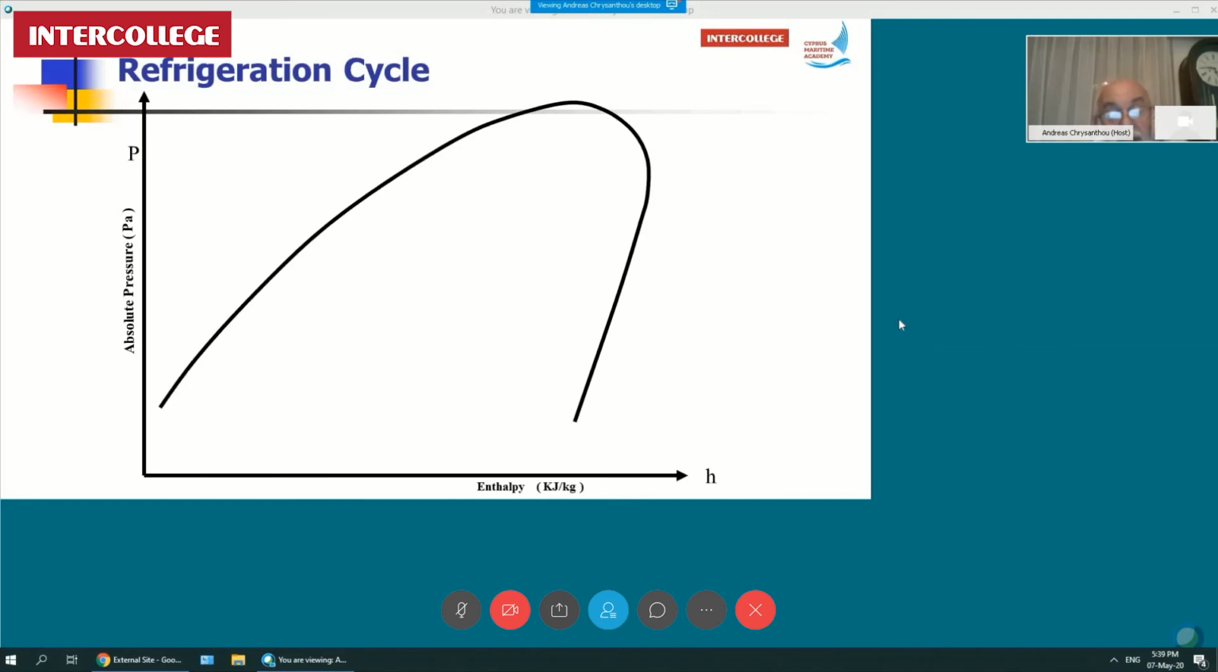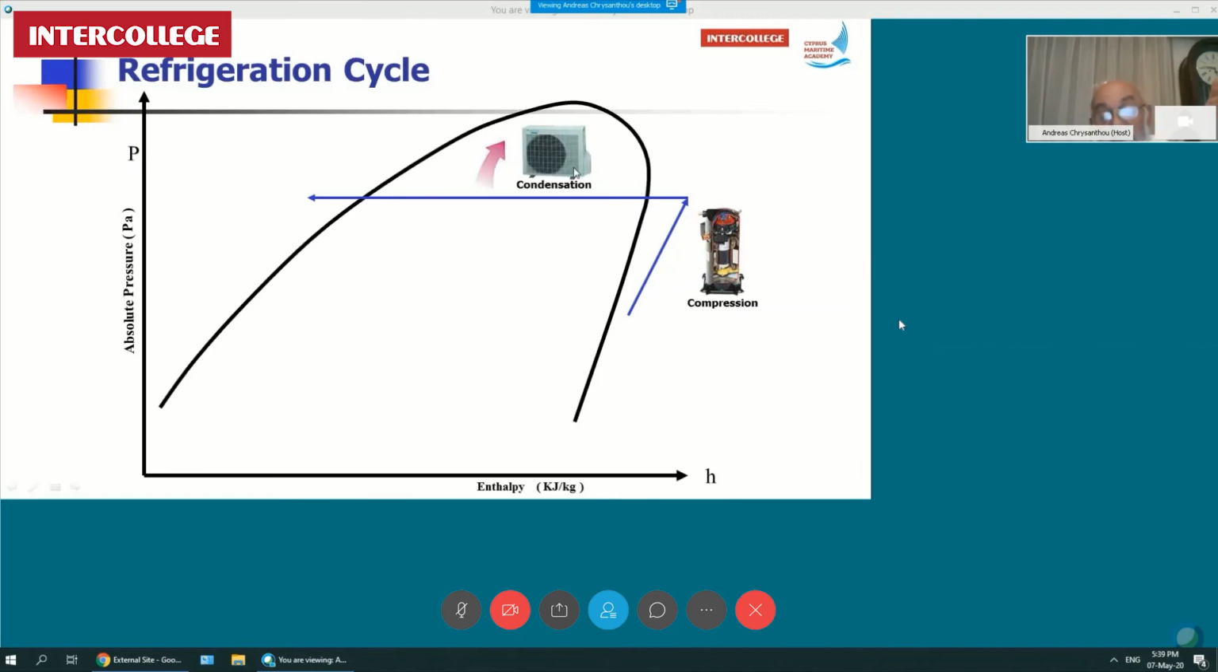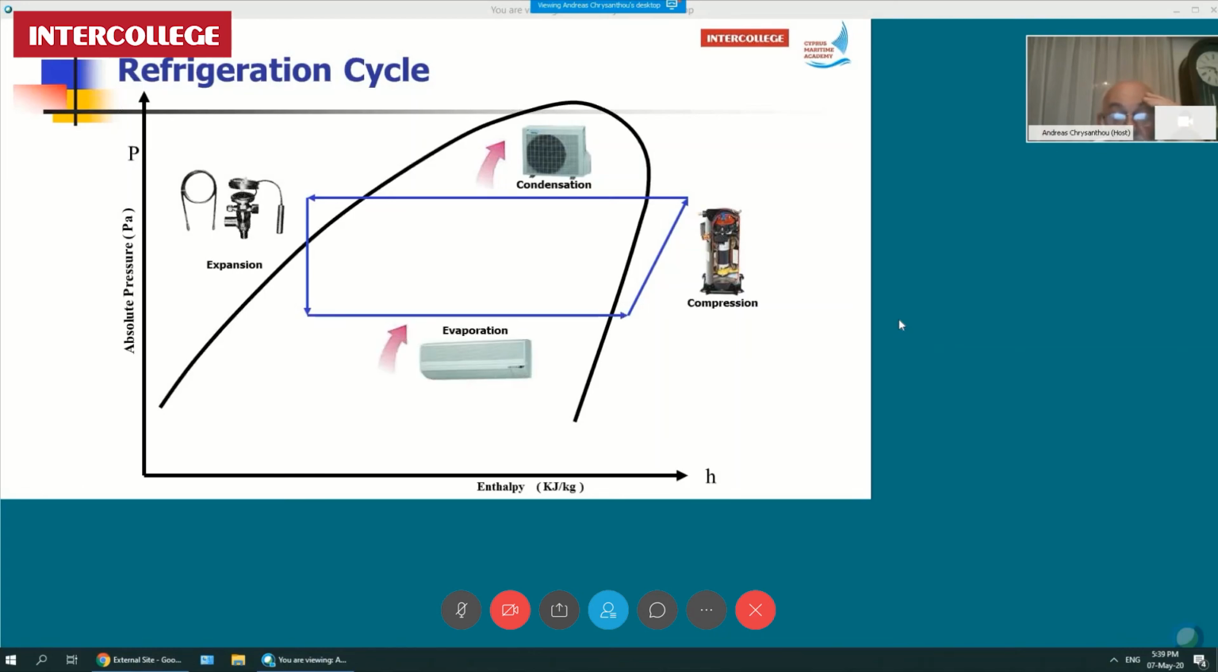Okay, and here we come to see how we can place the various components on the cycle. As you have seen before, the cycle here is a compression process in the gaseous region. Here we have the condensation, the condenser, which is basically a heat exchanger, which is used to reject heat into the environment. Here we have the expansion device to lower the pressure and bring it into the evaporator, which is the indoor unit.